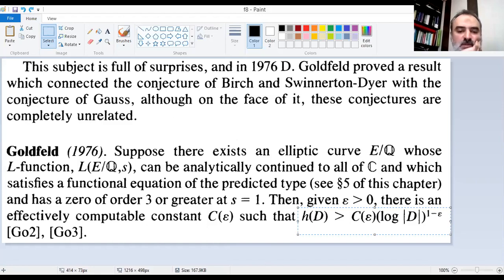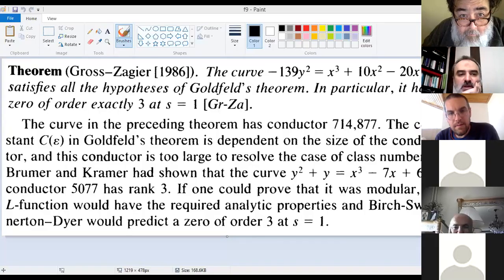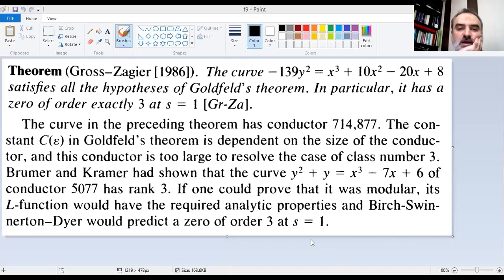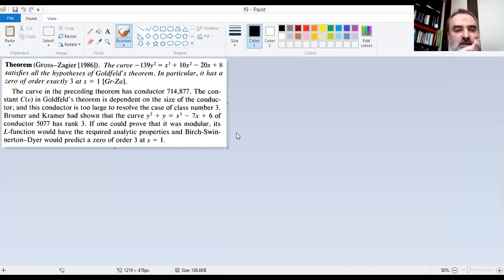Now, the next funny thing in the theory was that, you could say that you know much more today, but that was the state of the art at those times. So what Gross and Zagier did in their paper was prove that this curve, minus 139 y squared equals x cubed plus 10x squared minus 20x plus 8, satisfies all that we wanted in the hypothesis of Goldfeld's theorem, and it has a zero of order exactly 3 at s equal to 1.